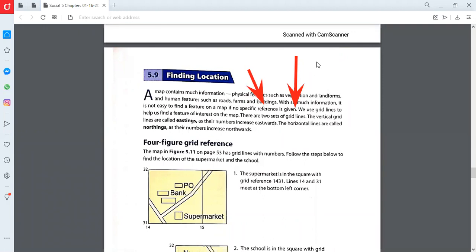Okay. So for this specific reference, we use grid lines. We use grid lines to help us find a feature of interest on the map. The thing which we are finding on the map is the thing in which we have interest. So we can find the things or features of interest on the map by using the grid lines. Grid lines are nothing, they are just boxes on the map. And these boxes are made with the help of lines. See, there are two sets of grid lines. I am showing you the picture.